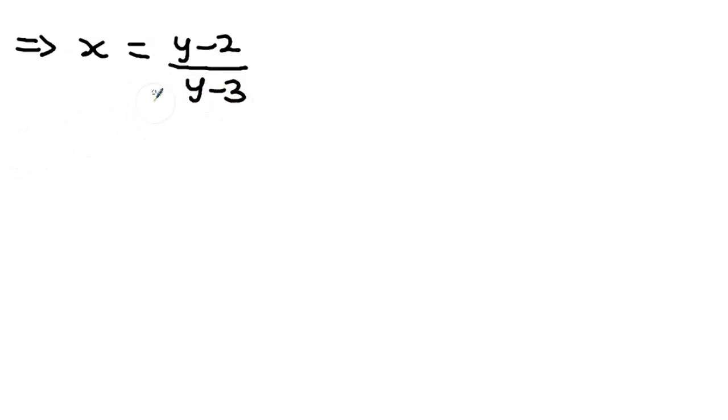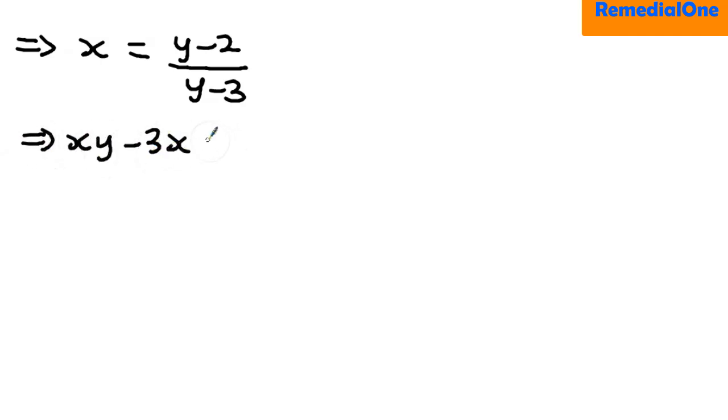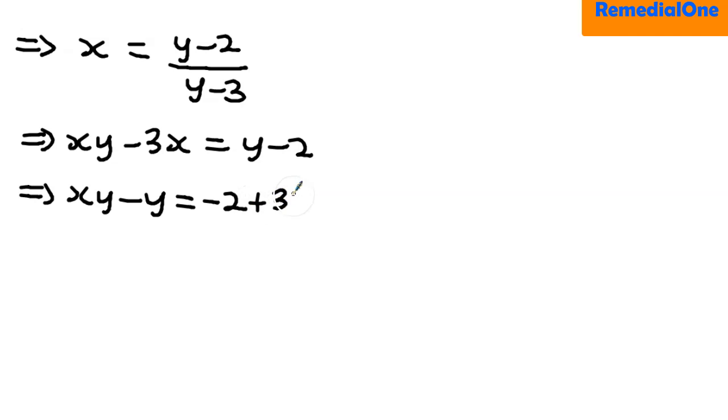So the next thing is to make y the subject. So in making y the subject, we cross multiply. This implies that xy minus 3x is equal to y minus 2. Let's group the like terms. So xy minus y is equal to minus 2 plus 3x. So we are going to have y out, we are factorizing y, y times x minus 1, which is equal to 3x minus 2.